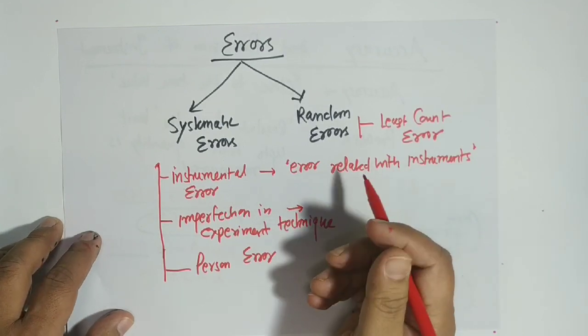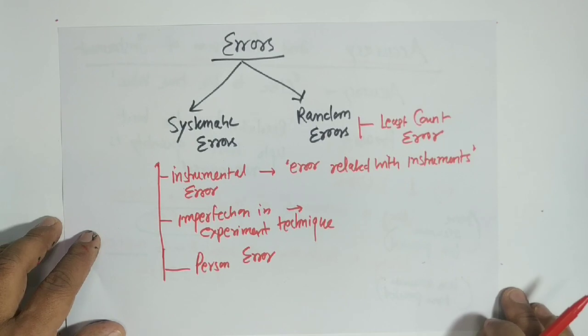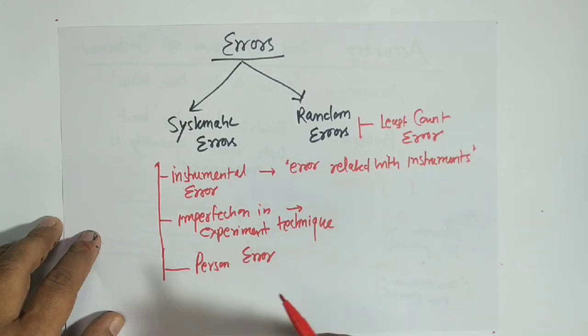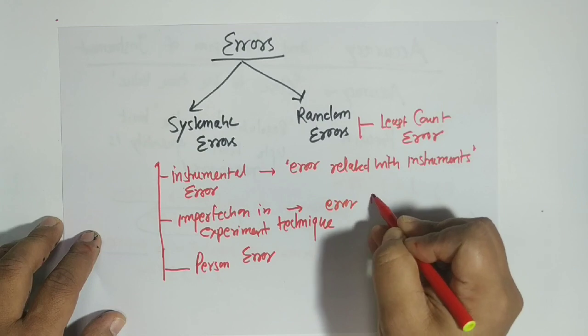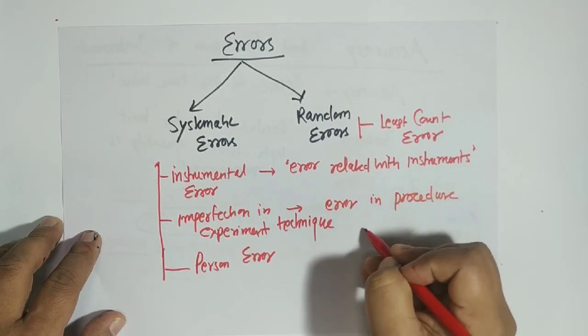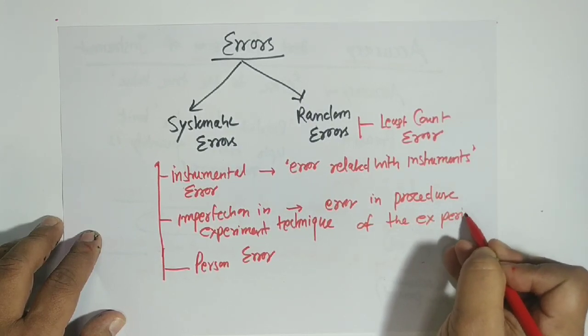Okay, so instrumental error. Second is imperfection in experimental technique. You are doing an experiment and the technique is wrong. You are finding the resistance through Ohm's law, but you have connected the resistance wire in parallel with the ammeter, not with the voltmeter. That is your wrong technique. That is error in procedure. You have taken a wrong procedure of the experiment. So this is the wrong technique.